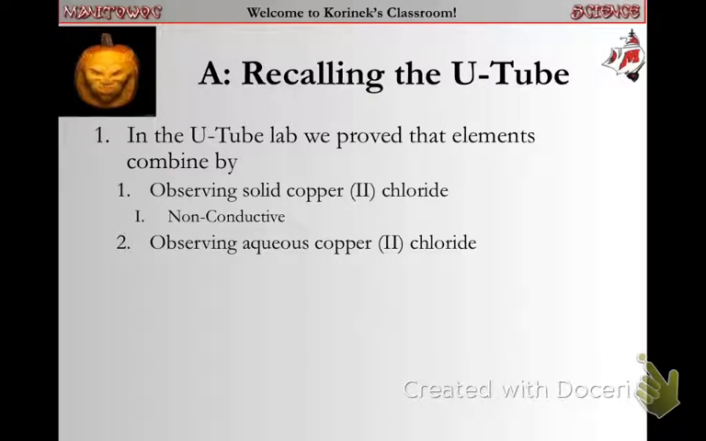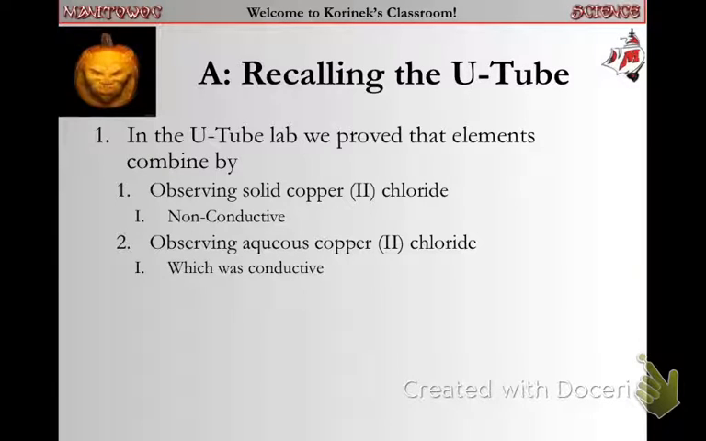So we then took that copper 2 chloride and we dissolved it in water. Now, I should preface this by saying the water was distilled water. Distilled water is not conductive either. So we took a non-conductive solid, copper 2 chloride, and a non-conductive liquid, distilled water, and we combined the two of them, and we got a conductive solution. So what's going on here?